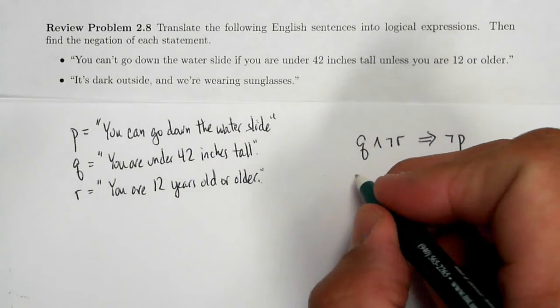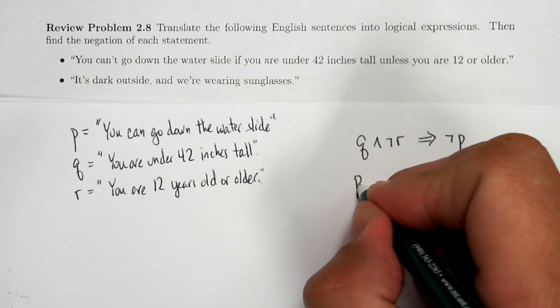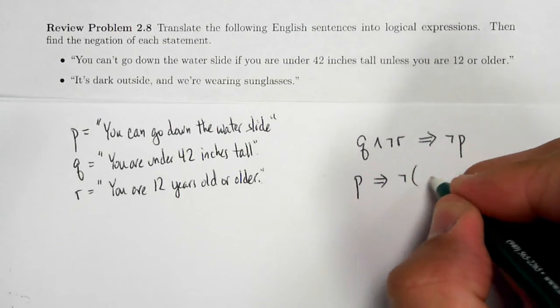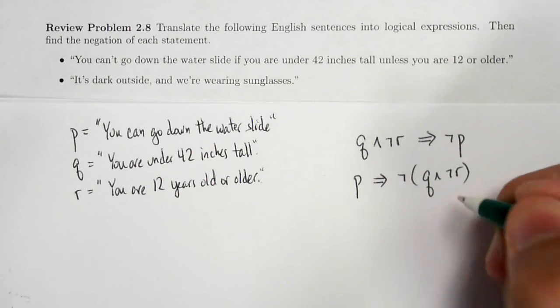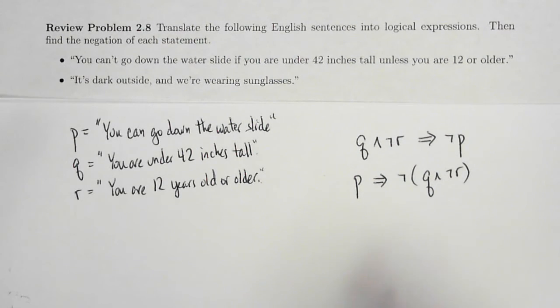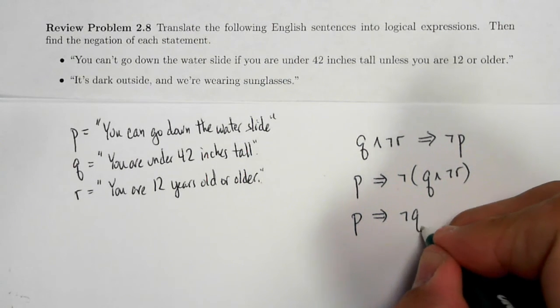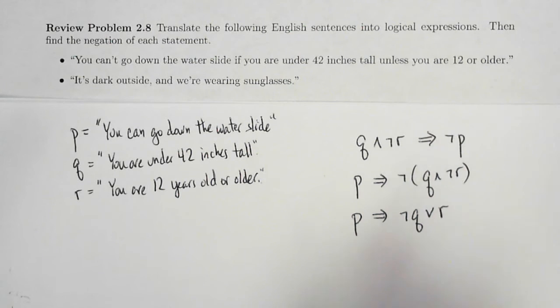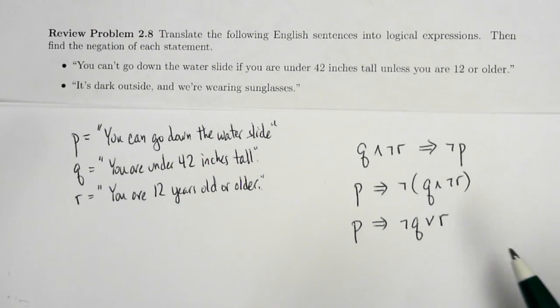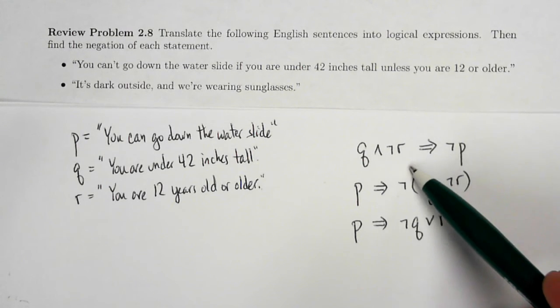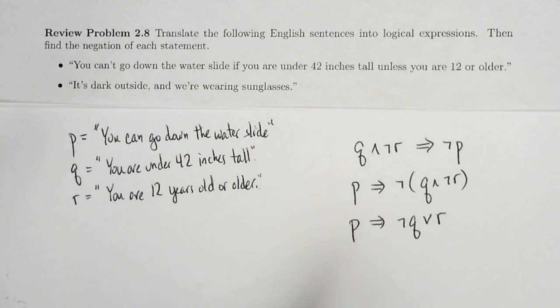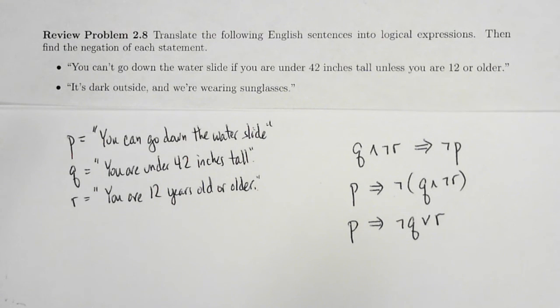Another way of expressing this would be that using the contrapositive, P implies not Q and not R. And if I apply De Morgan's laws to this, that means that P implies not Q or R. In other words, if you don't go down the water slide, then either you're not under 42 inches tall, or you're 12 years old or older. So any one of these three would be a correct way of translating this sentence.